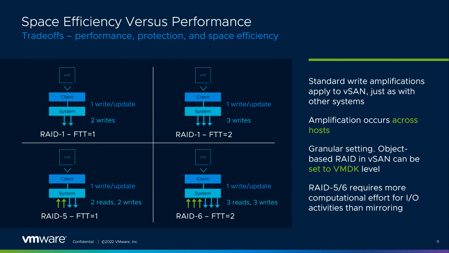amplification. So going through the rest of the IO amplification, RAID 1, FTT1, one write is 2 writes. RAID 1 FTT2, 1 write is 3 writes. RAID 5 FTT1 is 1 write is 4 writes because there's a parity bit calculation, and then RAID 6 has the biggest IO amplification, where 1 write ends up being 3 reads and 3 writes. So to make that calculation.